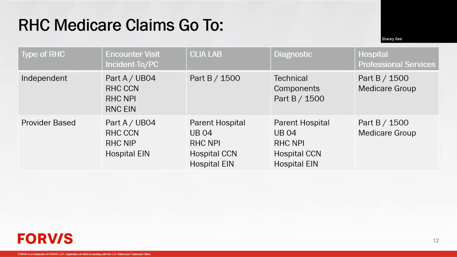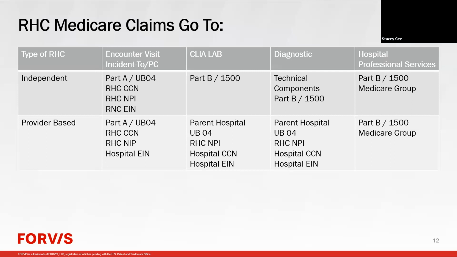So if you're independent and you're submitting a claim to Medicare for your encounter and your visit, that's going to be billed on a Part A UB04 claim. That should really come as no surprise to anyone. And on that claim, you're going to use the Rural Health Clinic's CCN, which is the CMS certification number, the RHC NPI, and then I see a typo there, it should be RHC EIN. So that's what is going to appear on your UB04.